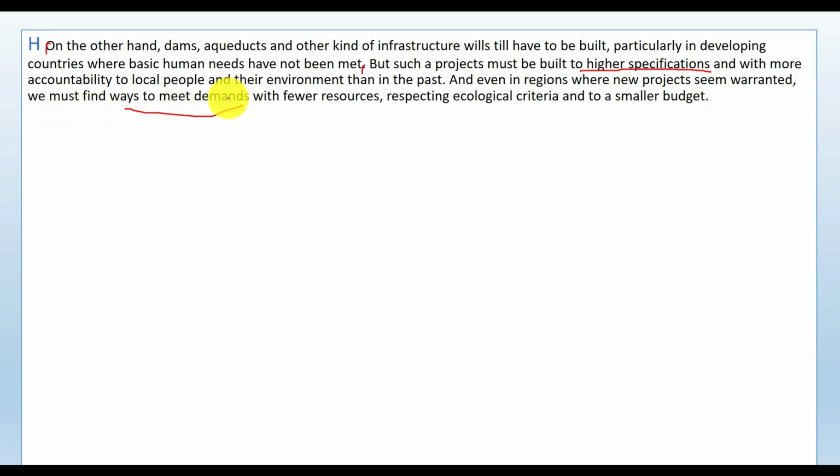Again, this is a plural noun. Plural nouns are always important. With fewer resources, respecting ecological criteria, and to a smaller budget. Okay, we have a smaller budget, respecting ecological criteria, fewer resources, ways to meet demands, and all of these refer to the criteria. Okay, this was paragraph 8.